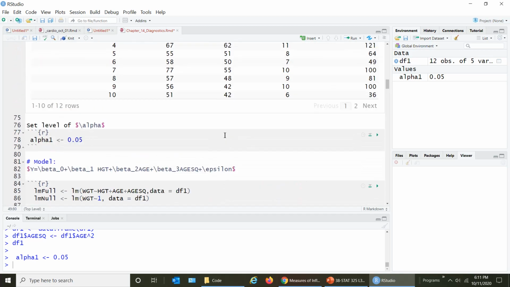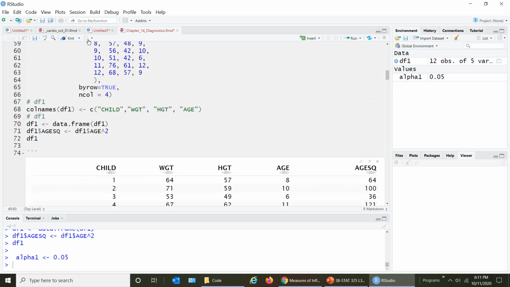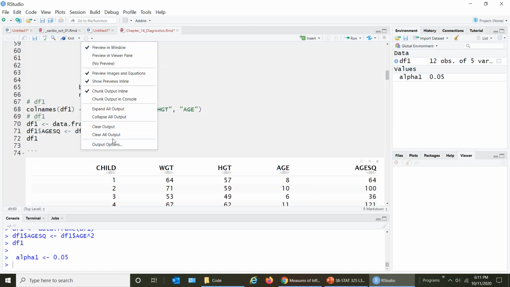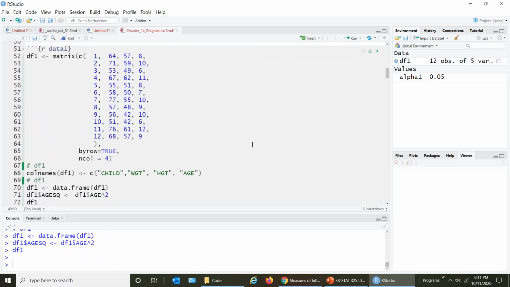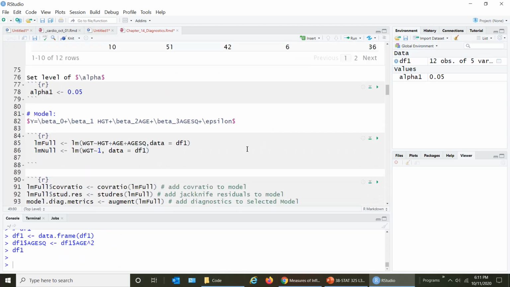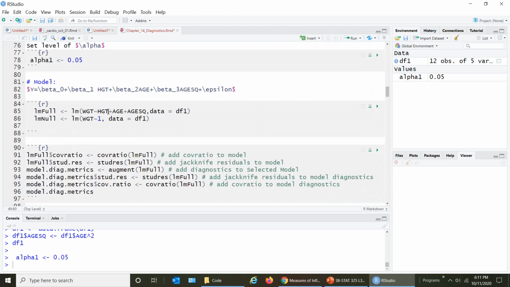Okay, so if you have run something before and you want to get rid of everything, there's this clear all output here from the gear, and we'll do that just to make sure that I run this stuff again. All right, so this is my model. It's the full model, all the variables in there. And so height, age, and age squared.